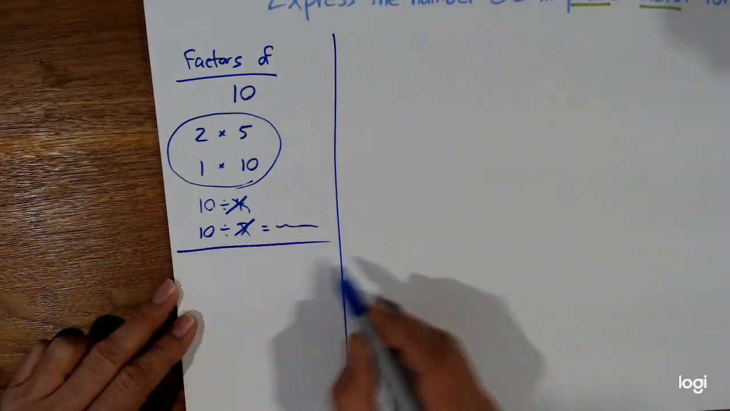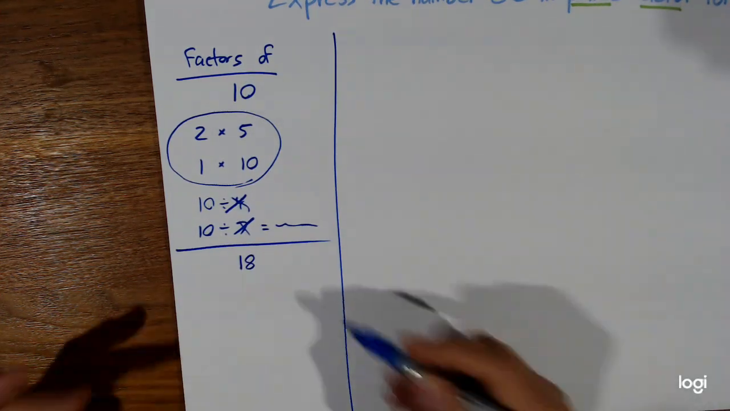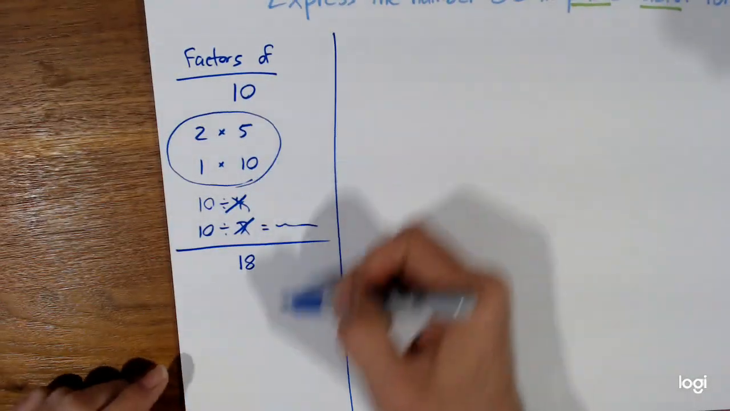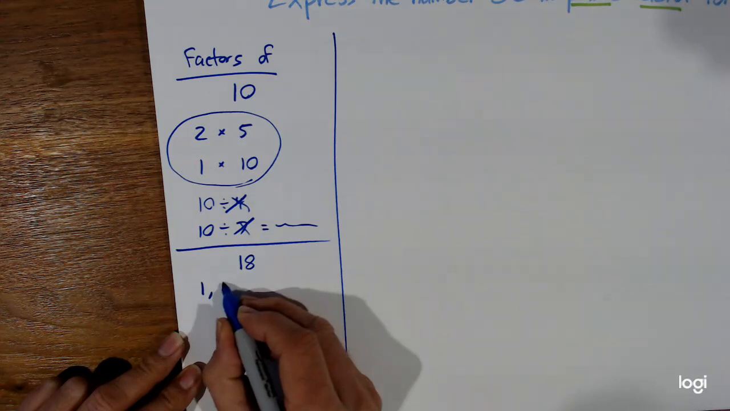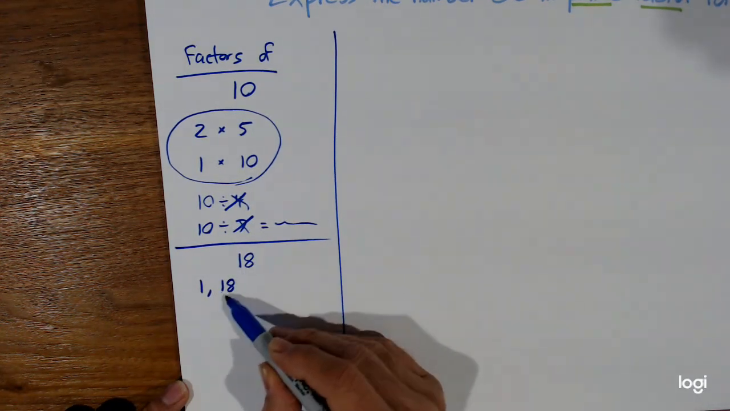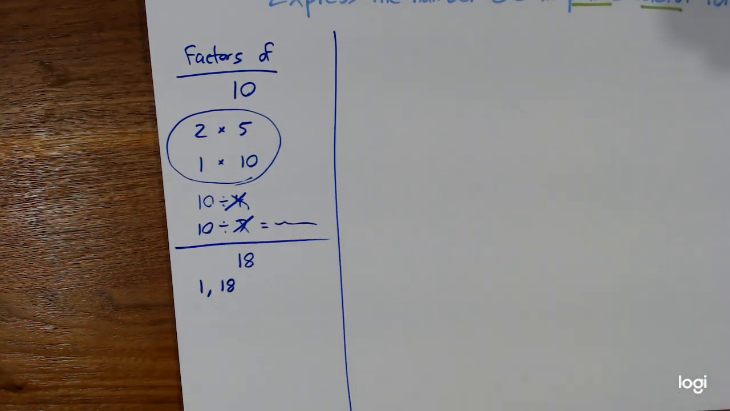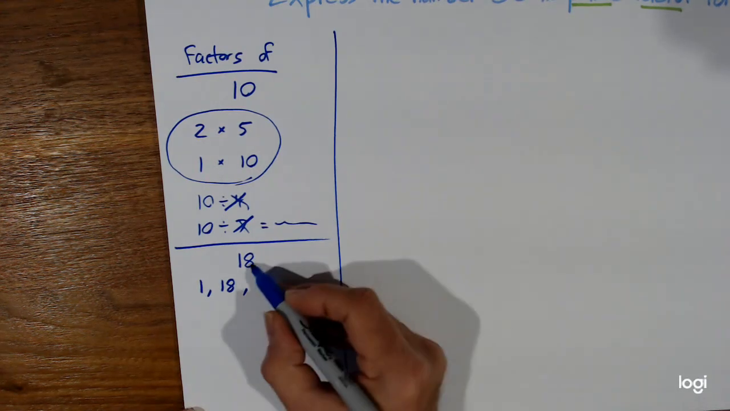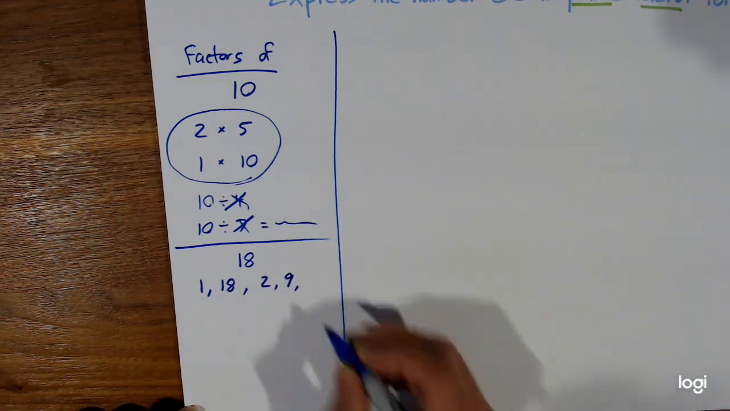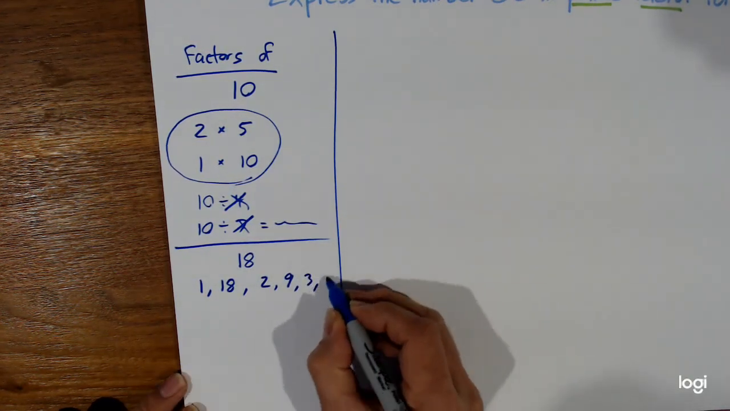Let's try 18. Factors of 18. Now every number has got 2 factors. Just like 10 had 1 and 10, 18 is going to have 1 and 18. So 1 and 18 are factors of 18, right? Every number has a factor that's itself and a factor that's 1, because 1 times itself is itself, right? No surprises there. But 2 times 9 is 18 as well. So 2 and 9 are factors. And 3 6s are 18 as well. So 3 and 6 are factors.